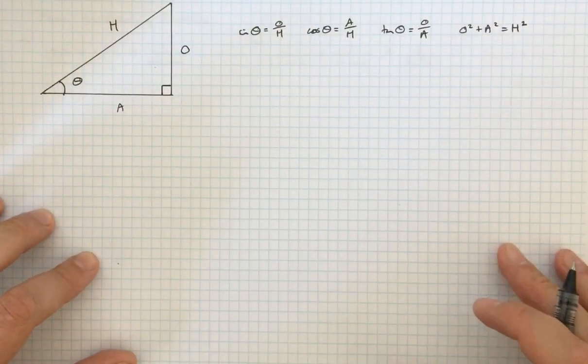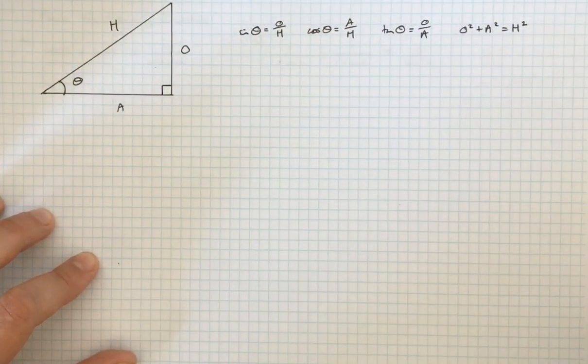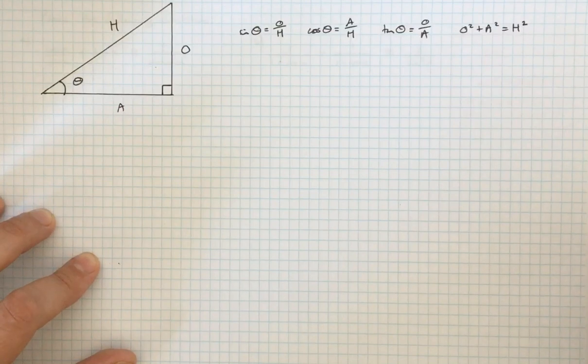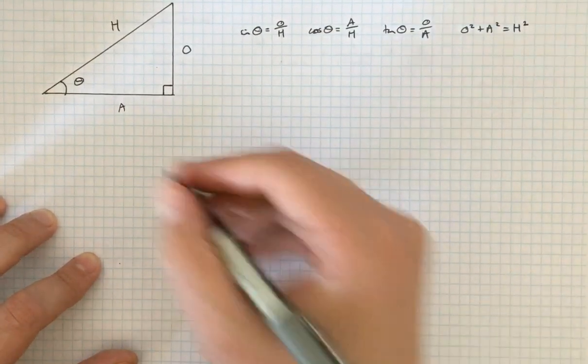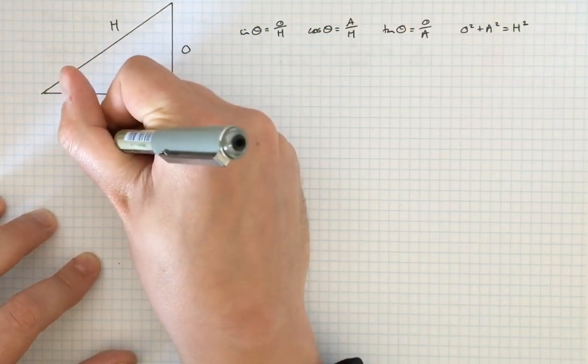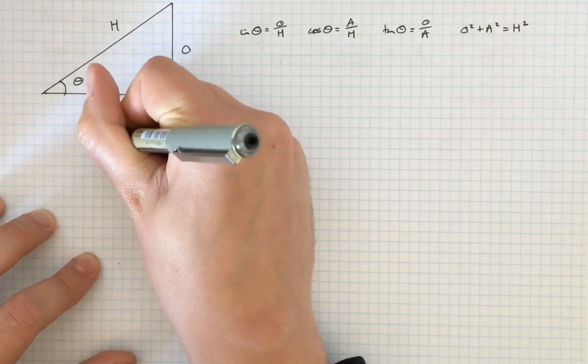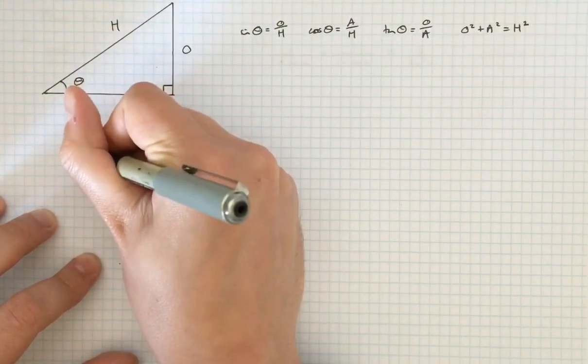Now what we can do with this information is derive some trig identities, okay? I'll talk about what I mean by an identity shortly. So the first one we're going to derive is, what happens if we take sine theta, divide it by cosine of theta?